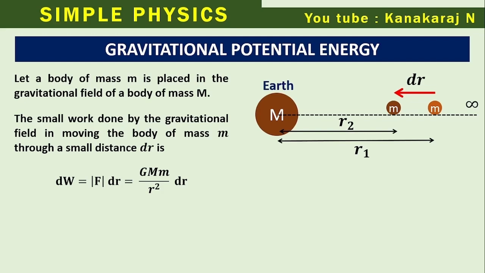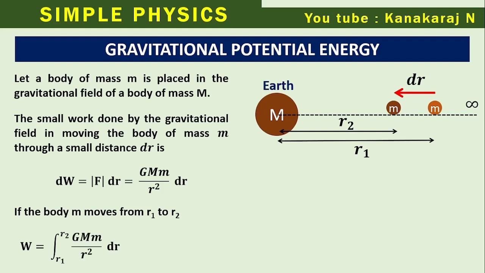So we substitute the formula of gravitational force. If the body m moves from r1 to r2, then we integrate for finding the total work done. W equals integration r1 to r2 GMm upon r square dr. After integration, we get GMm multiplied by 1 by r1 minus 1 by r2.